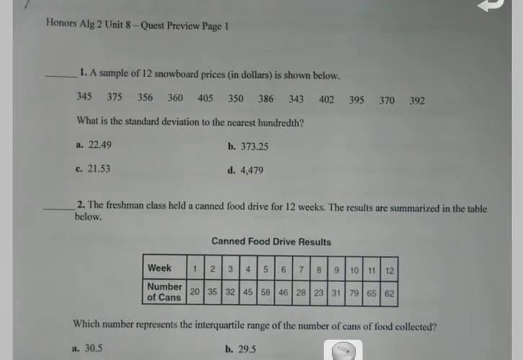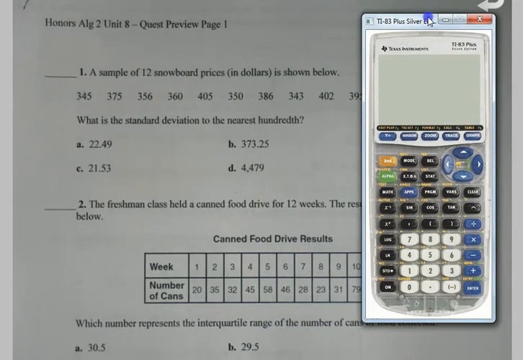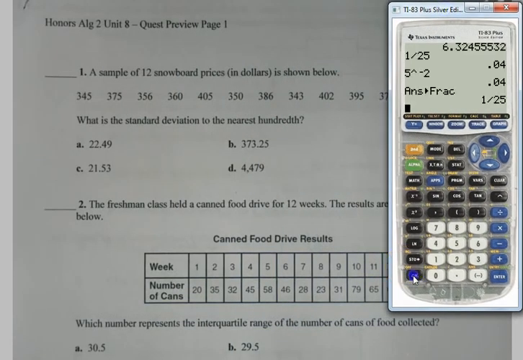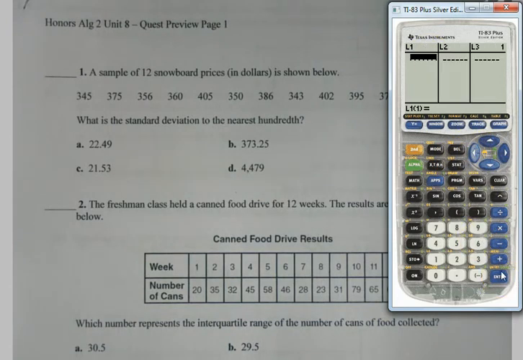All right, so we've got a sample, always important to know whether it's a sample or not, of 12 snowboard prices shown below. What's the standard deviation to the nearest hundredth? Now, we've talked before about how we can calculate this, but we'll get several opportunities to play with this again. We're always going to start in the stat menu, just to the left of your arrow buttons. We want to edit first because most of you will have a list here.